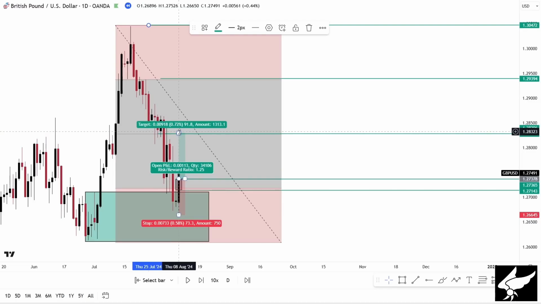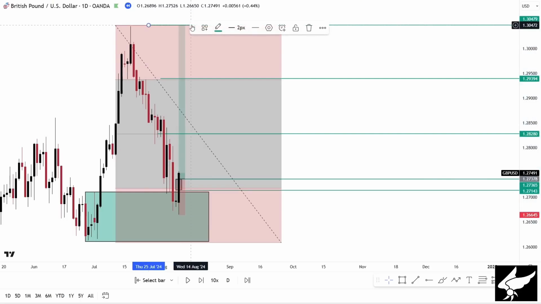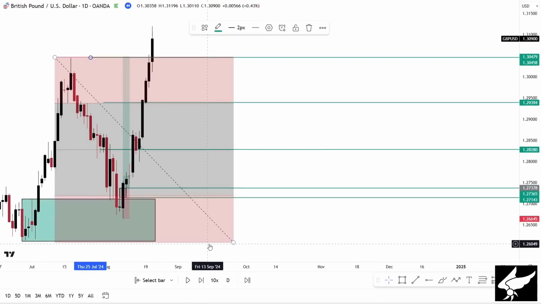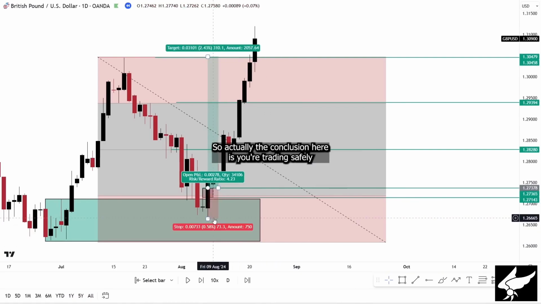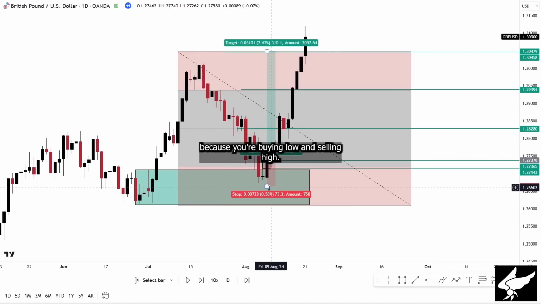So as you can see, your first TP, you're looking at a 1-to-1. Second TP, you're looking at almost a 3-to-1. And your last TP, you're looking at a 4.5-to-1. And this is what this approach does. So actually the conclusion here is you're trading safely because you're buying low and selling high, you're looking for a confirmation and you're shrinking your stop loss.